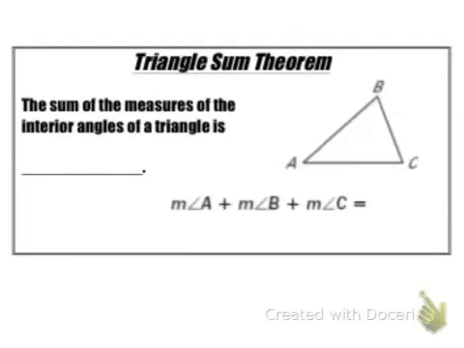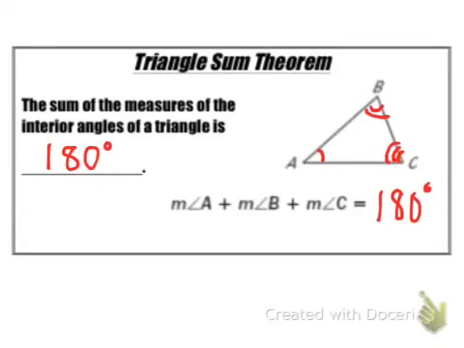Alright, the triangle sum theorem states that the sum of the measures of the interior angles, the angles that are inside of the triangle, will equal 180 degrees. All the time. If it's a triangle, all the angles inside will add up to 180 degrees. So the measure of angle A plus the measure of angle B plus the measure of angle C will give you 180 degrees.